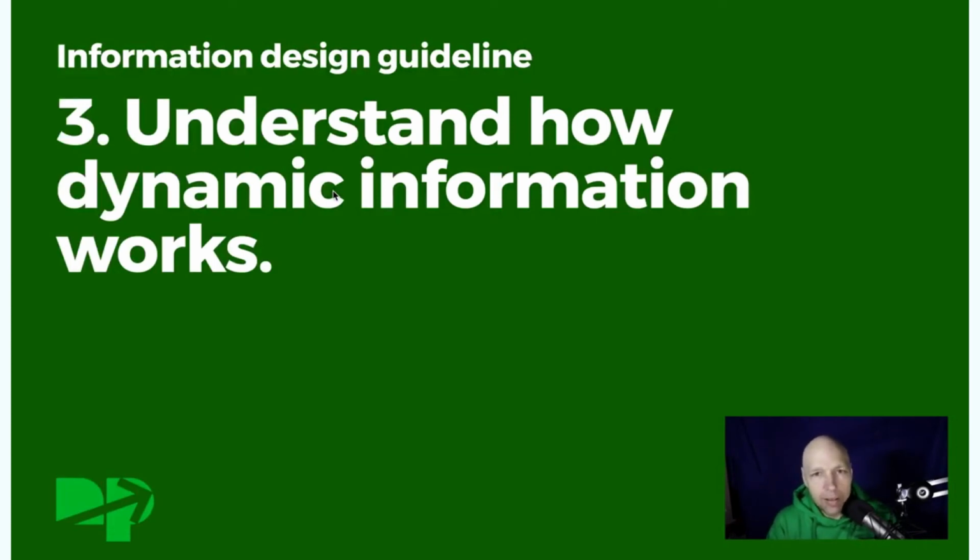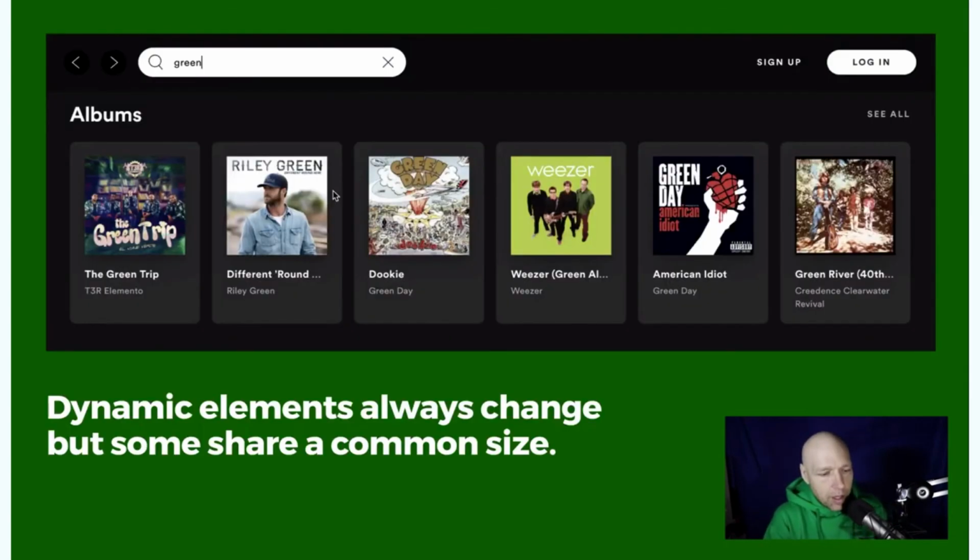Finally, let's talk about dynamic information, because so much of your design work is going to come down to working with things that you have no control over. Ultimately, the information that flows into your designs is going to be variable, which means it's constantly changing, and it's dynamic. It's out of your control. Some dynamic elements that you will work with, this is Spotify by the way, will change, but they'll always have a common size.